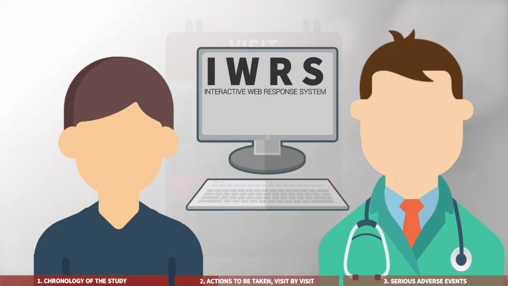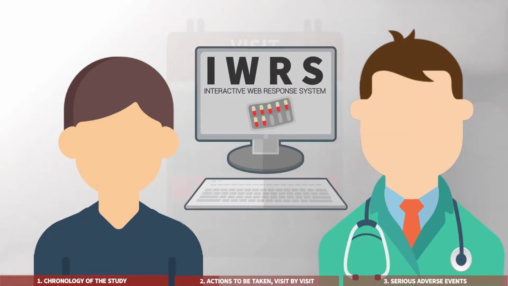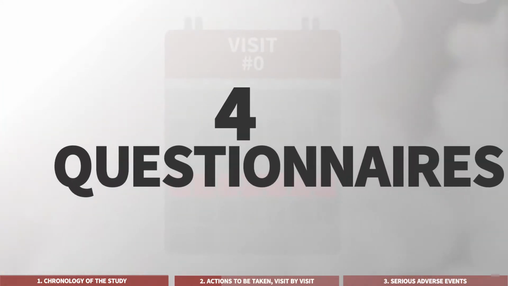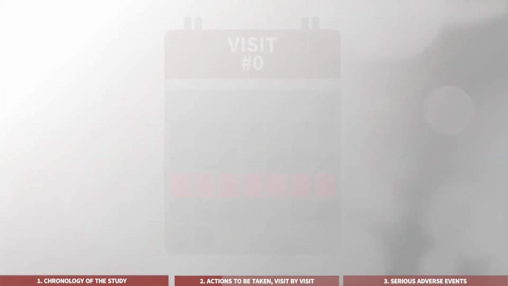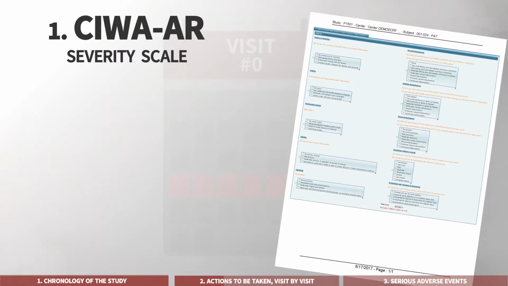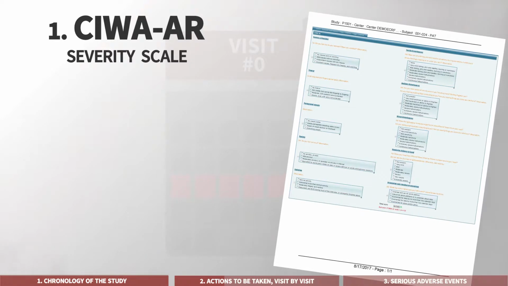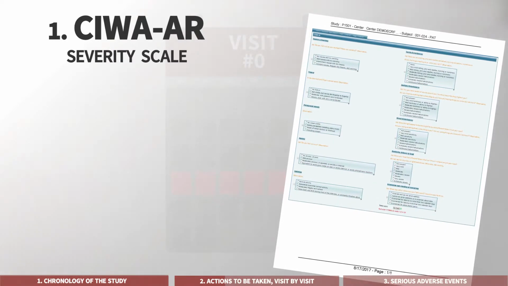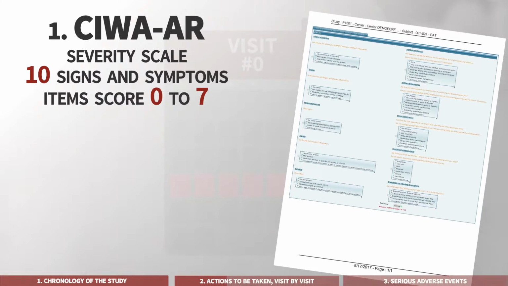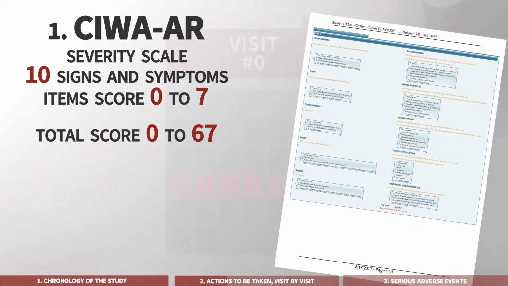At the end of the visit, you have to fill out some vital information on the IWRS to get the treatment attribution. There are 4 questionnaires to be completed at the randomization visit. CIWA-AR score, which is a severity scale of withdrawal syndrome after alcohol withdrawal. It includes 10 signs and symptoms. Items are scored from 0 to 7. Total score can range from 0 to 67.